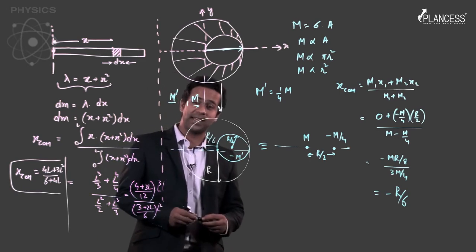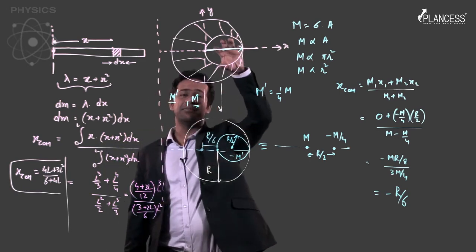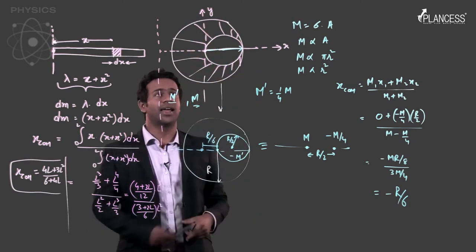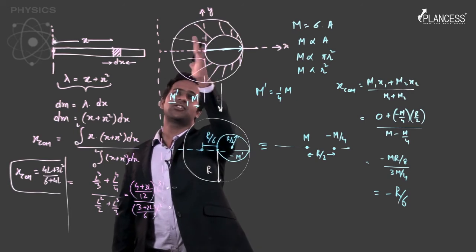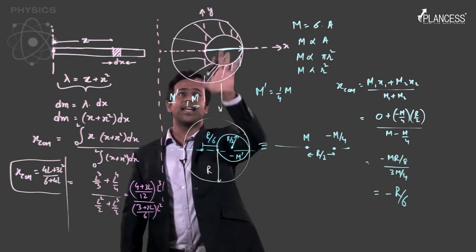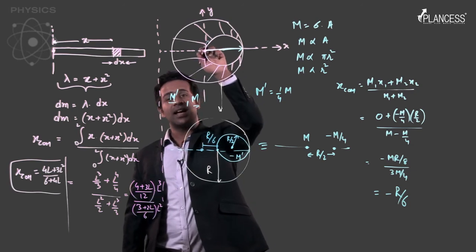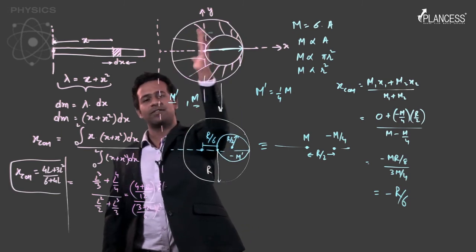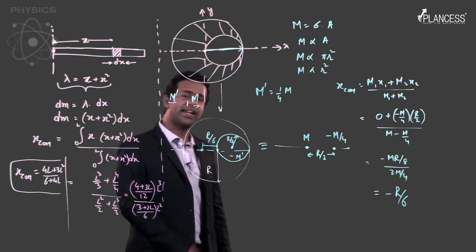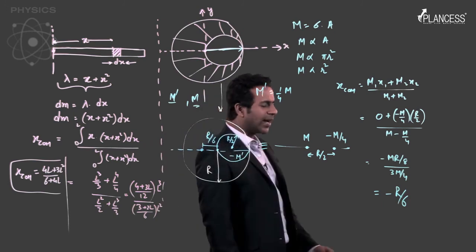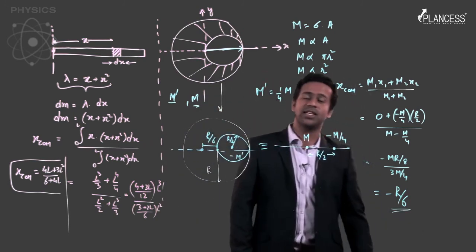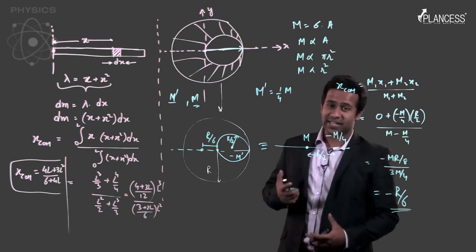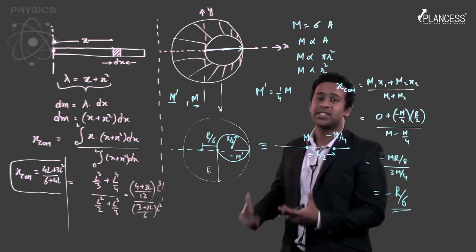Now, this makes perfect sense because in this region, mass has been removed, right? So more of the mass lies in this region, and hence we expect the center of mass to shift to this side, right? Because the entire disk had its center of mass at the center. So if you remove some mass from here, the center of mass will shift towards the left, which is indicated by this answer. So whenever you get a result, you should always try to see if it makes sense or if it agrees with the physical interpretation of the situation that you're dealing with.